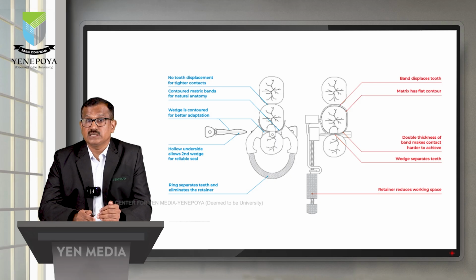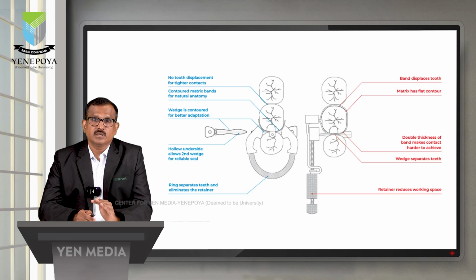You can just see the picture of the conventional matricing system, wherein we use the Tofflemire, and the modern one, which we can call in general a sectional matrix system, which is widely used now. We have got different companies providing that.